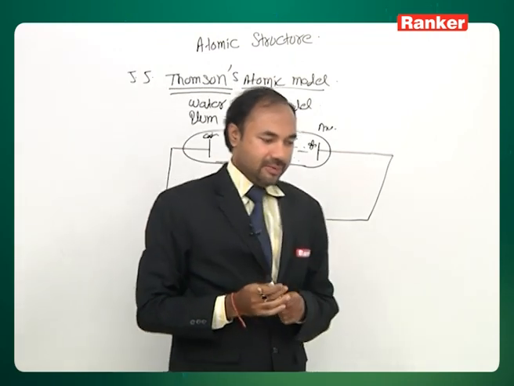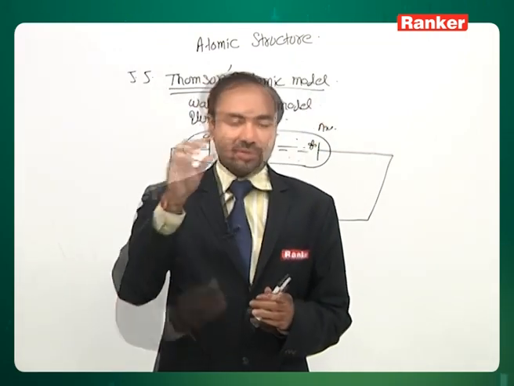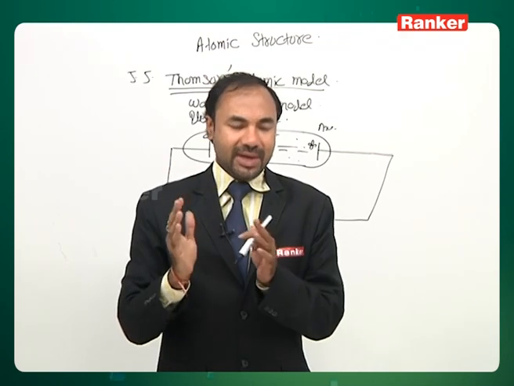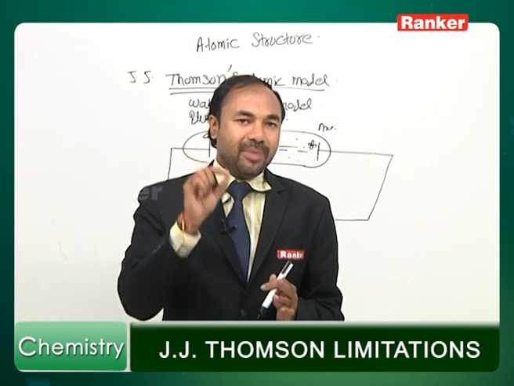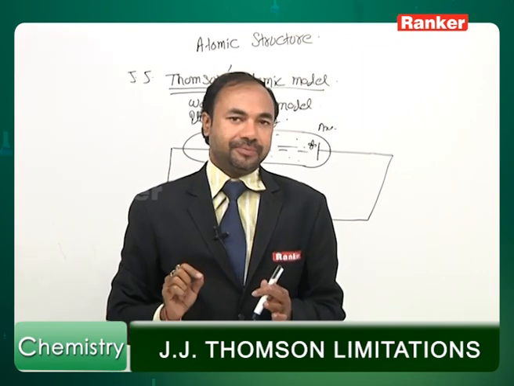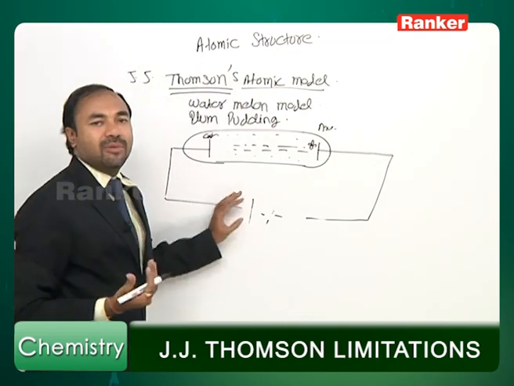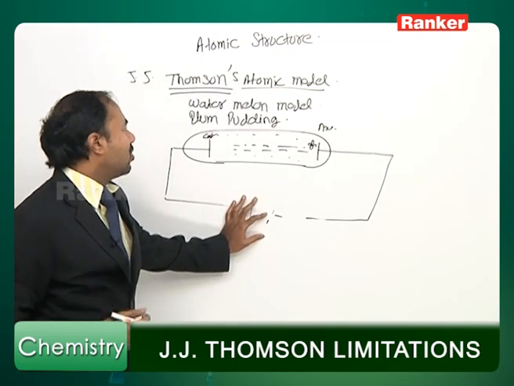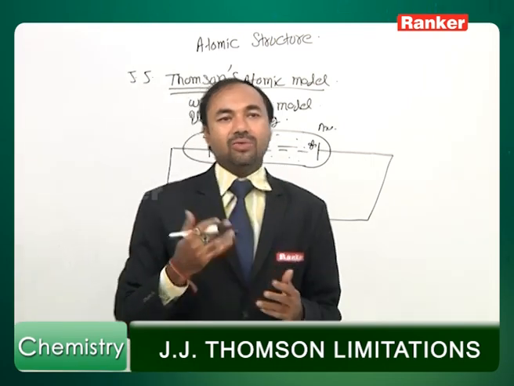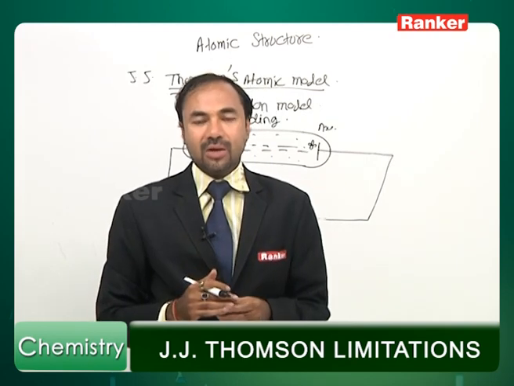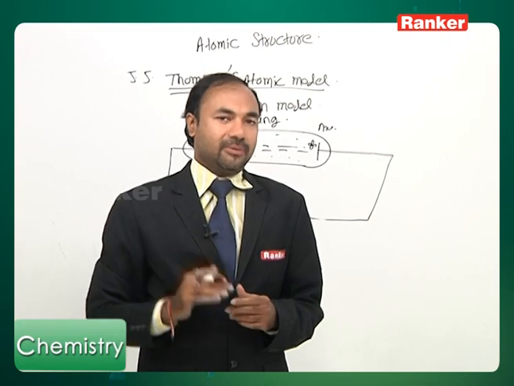What he said in his model is that the atom is like a watermelon. The red pulp is like positive charge spread over it, and the negative charge electrons are embedded into it like black seeds. This is what he said. Obviously, a very primitive model. So it did not succeed for a long time. It could not explain how positive and negative charges are immersed into each other yet the atom is still stable. It could not explain the spectra, and could not explain the Rutherford scattering experiment.